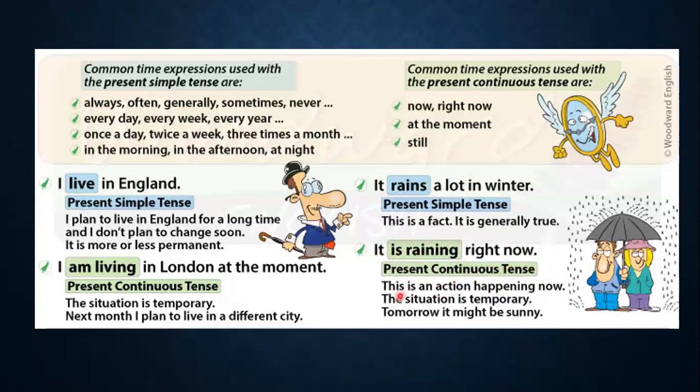Present continuous tense. It is an action happening now. The situation is temporary. Tomorrow it might be sunny. ¿Cuál es la diferencia del presente continuo? Que es una acción o una situación temporal que sucede en el presente. ¿Ok? Pero significa que en algún momento va a terminar.